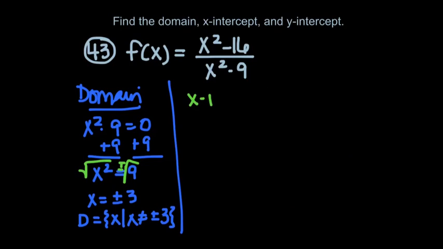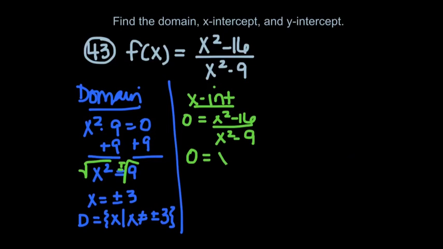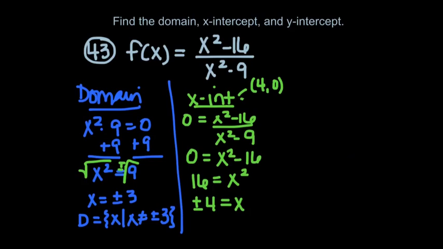Finding the x-intercept, again, means setting f of x equal to 0 equals x squared minus 16 over x squared minus 9, multiplying both sides by that denominator to get 0 equals x squared minus 16. I can add the 16 to both sides and get 16 equals x squared. Taking the square root of both sides gives me plus or minus 4 equals x. There's actually two x-intercepts in this case, so this graph crosses the x-axis at 4, 0 and negative 4, 0.